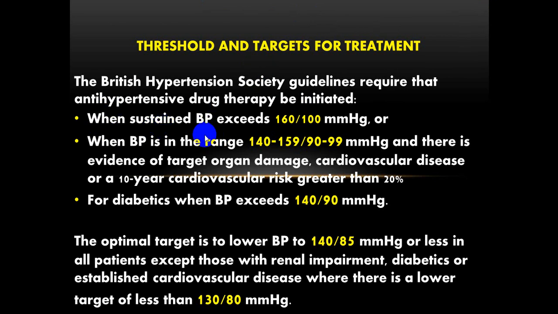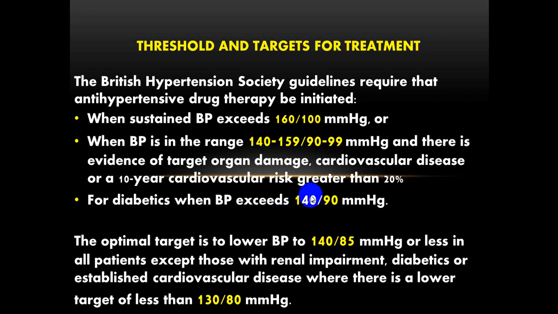When the blood pressure exceeds 160 over 100 millimeters of mercury, or when the blood pressure is in the range of 140 to 159 systolic over 90 to 99 diastolic millimeters of mercury, and there is evidence of target organ damage like cardiovascular disease or a 10-year cardiovascular risk greater than 20%. Another indication is for diabetics, when blood pressure exceeds 140 over 90. So the threshold is lower than in another person without diabetes.